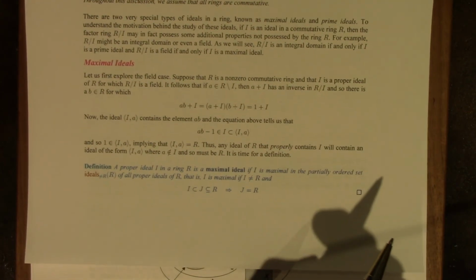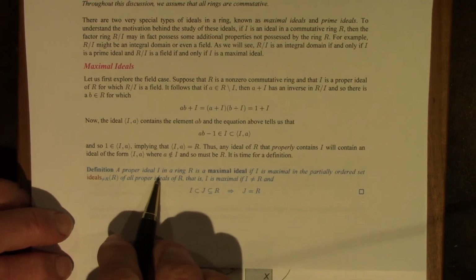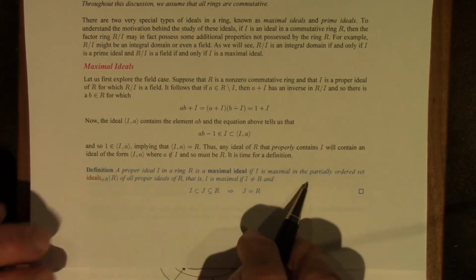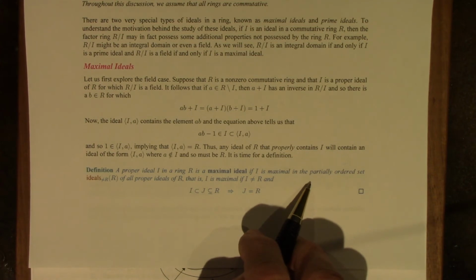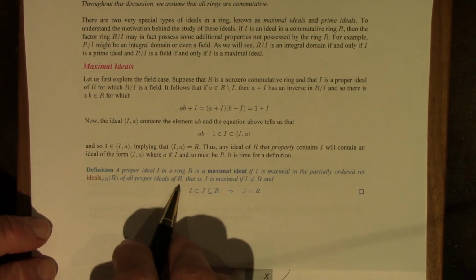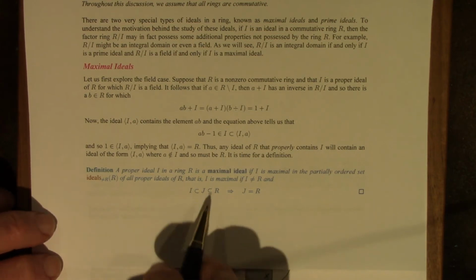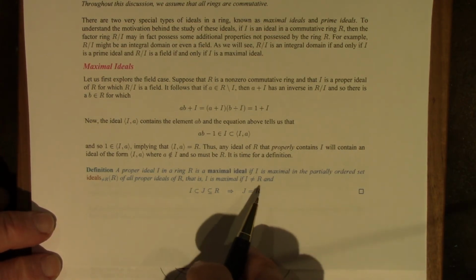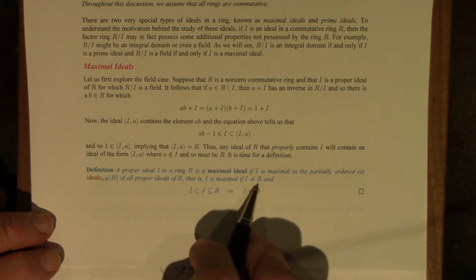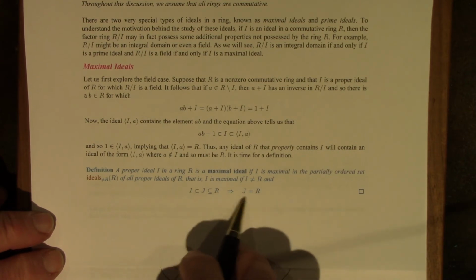So this motivates the definition of maximal ideal. A proper ideal I in a ring R is a maximal ideal if I is maximal in the partially ordered set, I've written it this way, of all proper ideals of R. Not all ideals, but all proper ideals. So this is how you can express that in symbols. I is maximal if I is not equal to R, and whenever J properly contains I, J must be all of R.